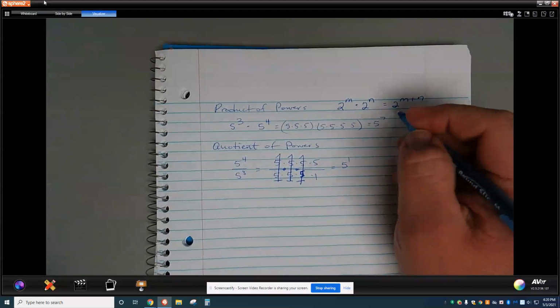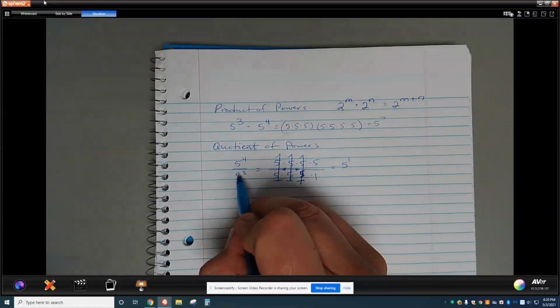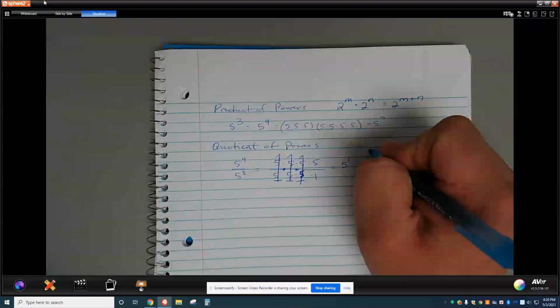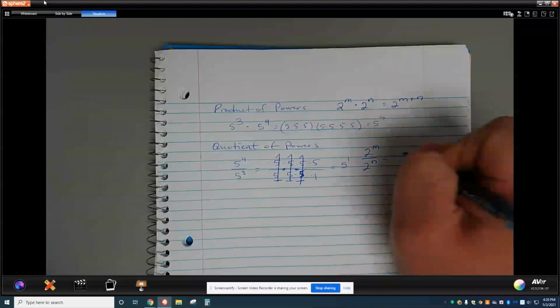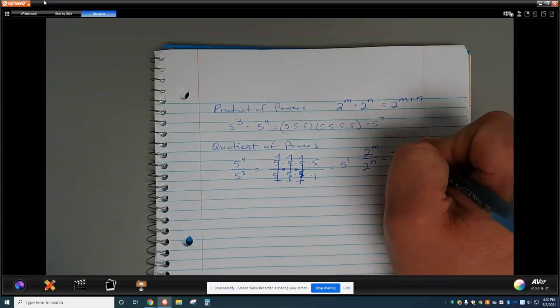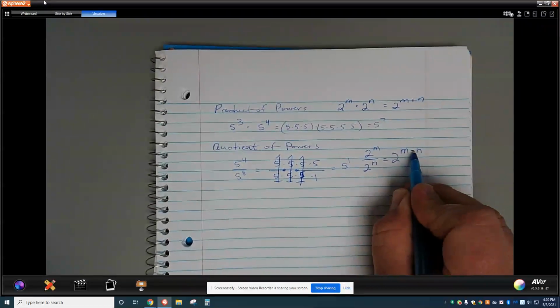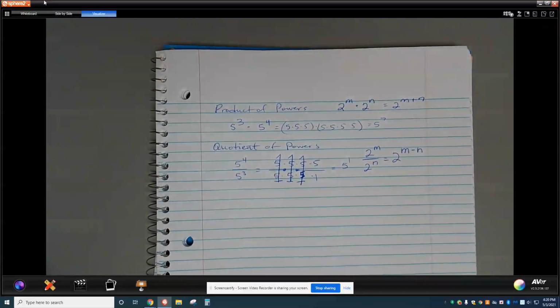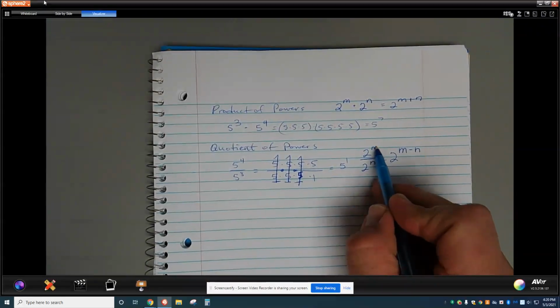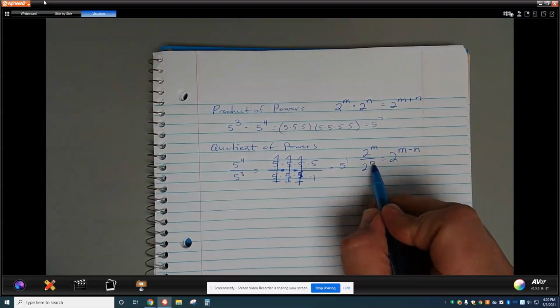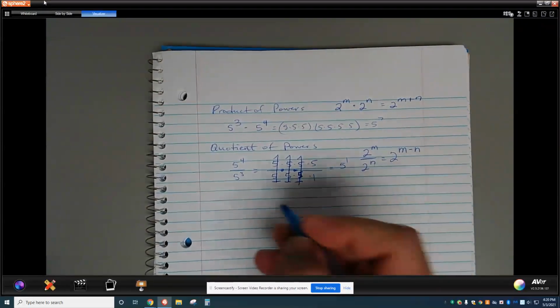The quotient of powers tells us that when dividing two powers with the same base, we can simply take those two powers and their exponent value and subtract the denominator from the numerator to get the exponent value. It does not matter if there's a positive or negative in either one of these. It is always the denominator from the numerator.